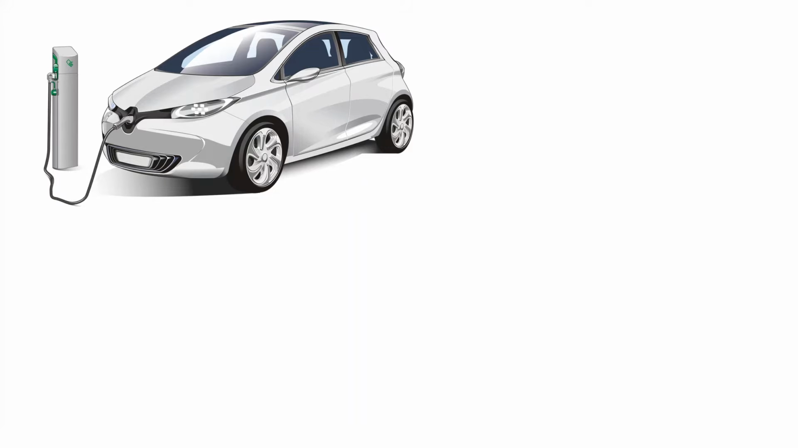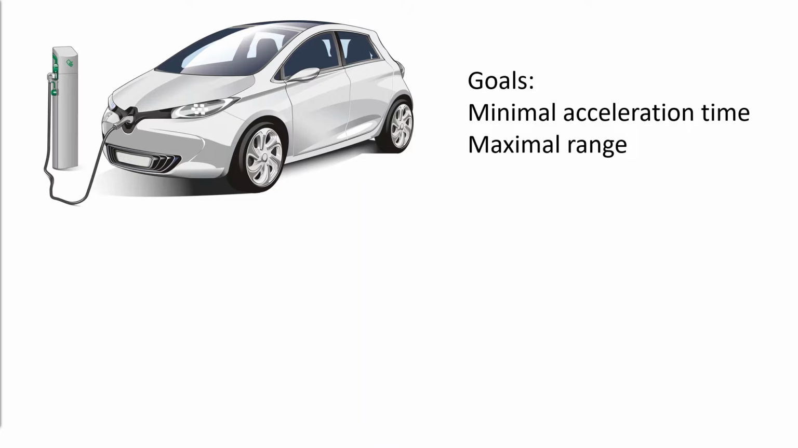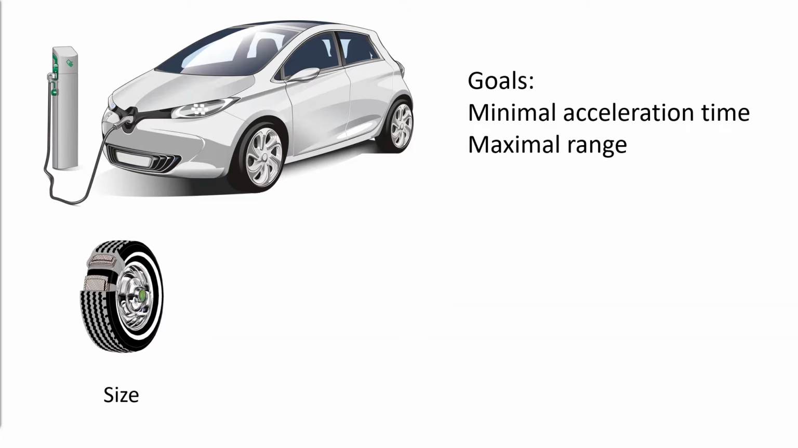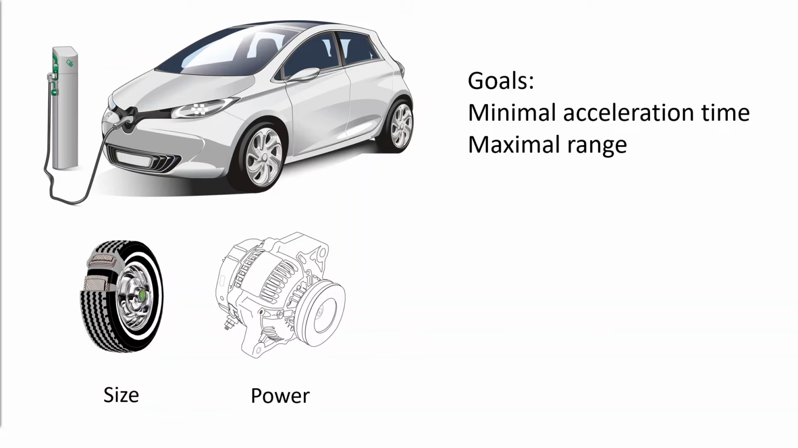Imagine we want to develop an electric car which has two main goals: a very short acceleration time from 0 to 100 km per hour and a maximum possible range. The car company already has built some parts of the car, and we as a developer team can change three parameters: the size of the wheels, the power of the electric motor, and the capacity of the battery.